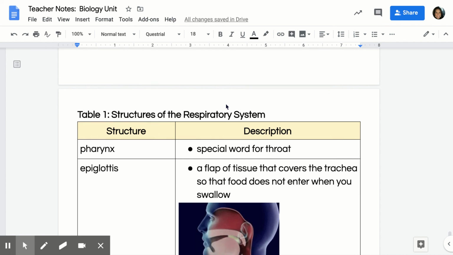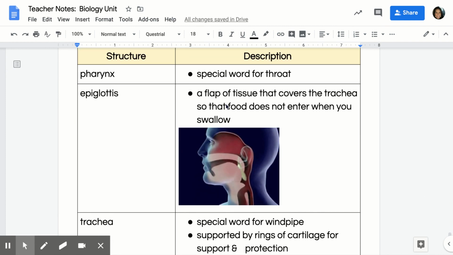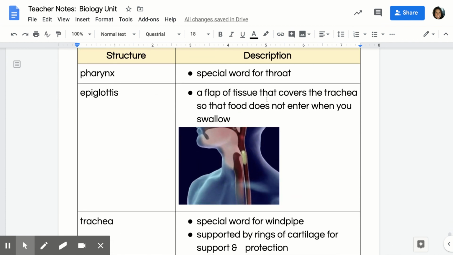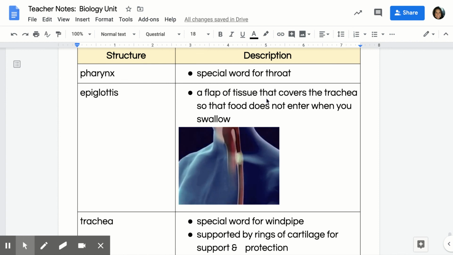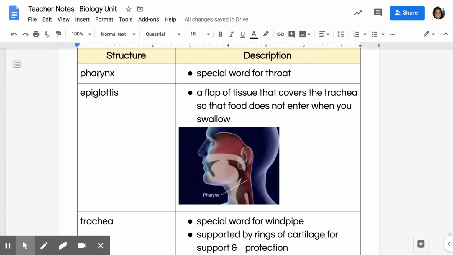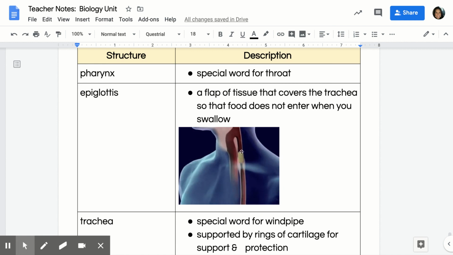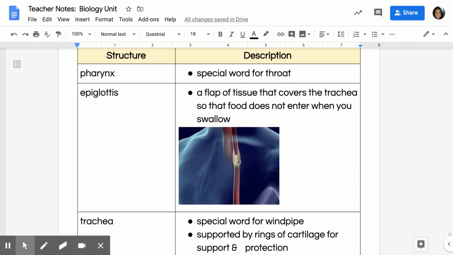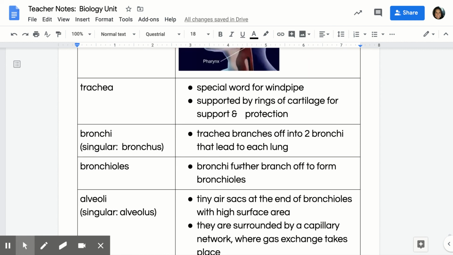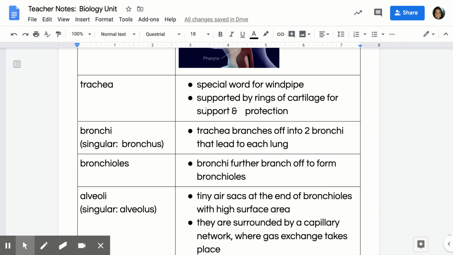Okay, so this is basically, you guys are going to pause the video and write down the structures for everything. We can talk about it a little bit. So our pharynx is the structure. It's a special word for our throat. The epiglottis, like I said, that's that flap of skin right here that's going to go over top of our trachea so food doesn't go down it. Our trachea is a special word for that, windpipe. It's supported by those cartilage rings that are going to give lots of protection.